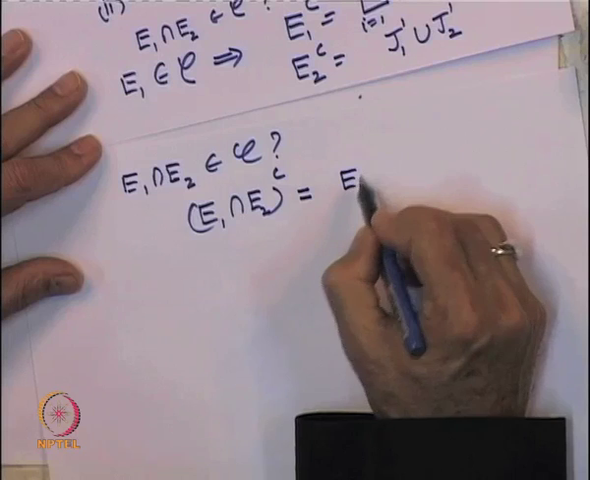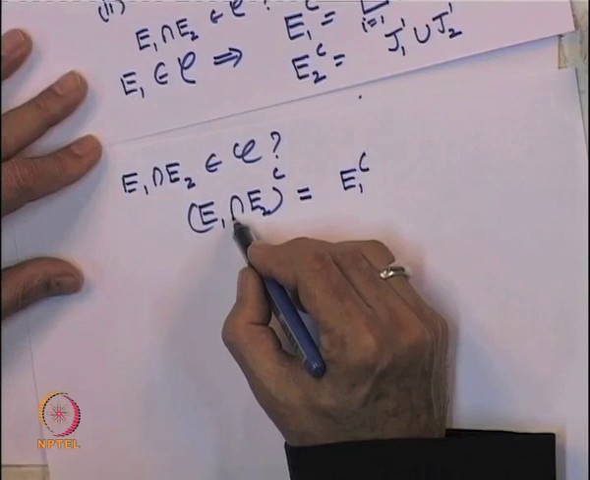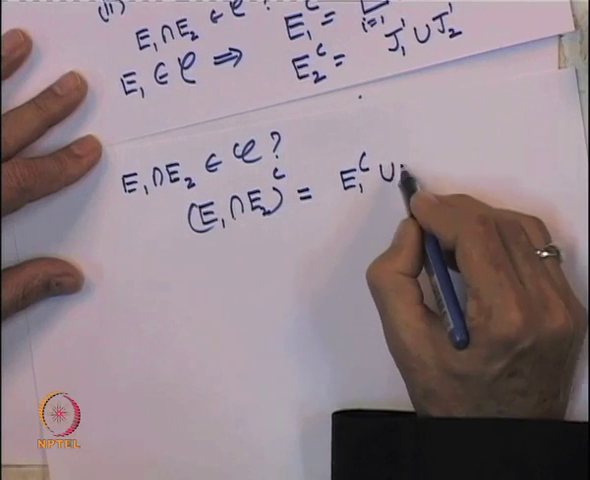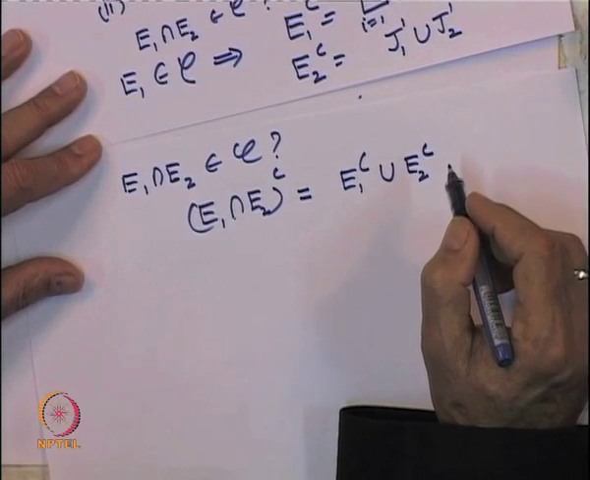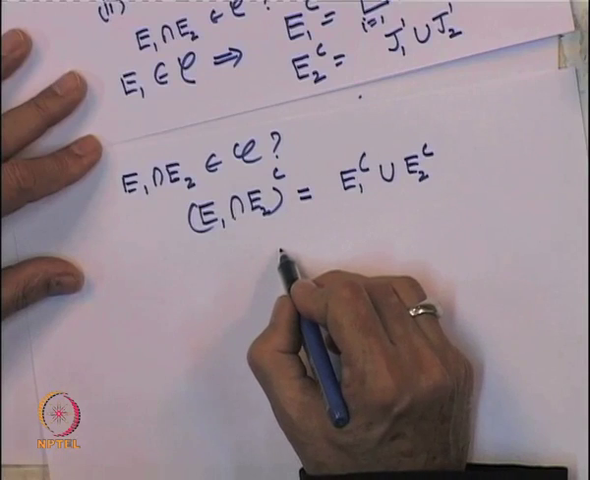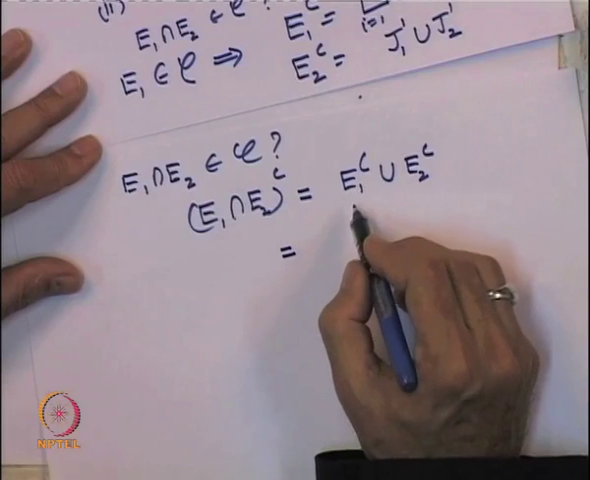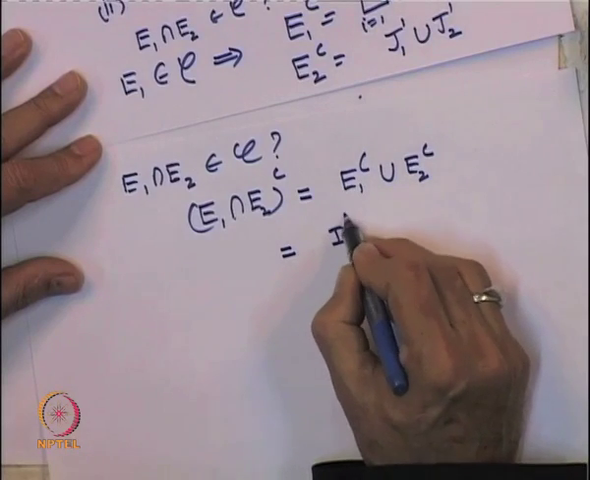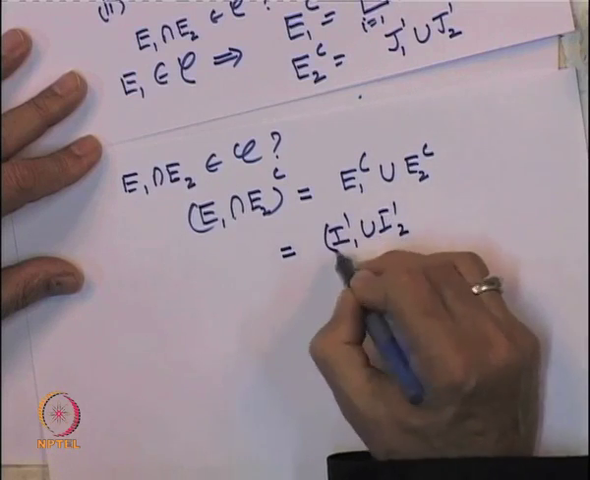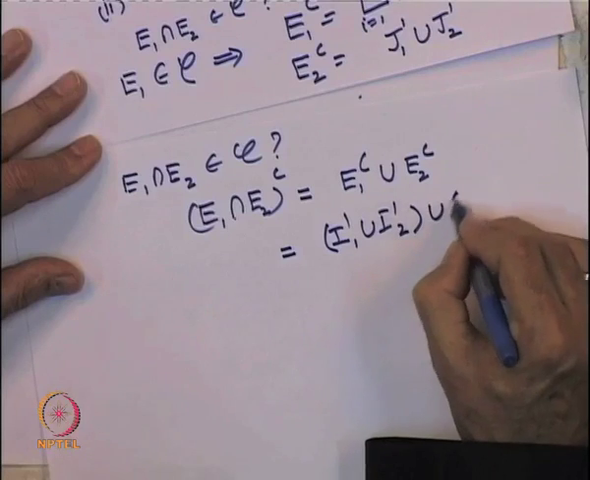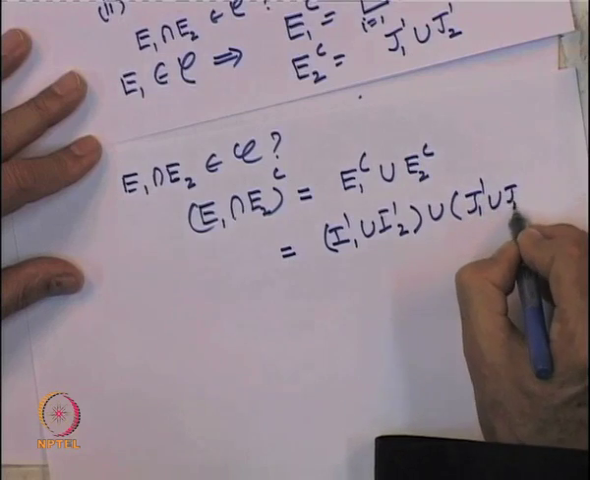So, let us look at this. It is equal to E1 complement, and here is intersection. So, by De Morgan laws that becomes union E2 complement. Now, E1 complement is nothing but I_11 union I_12, union E2 complement, that is J_11 union J_22.